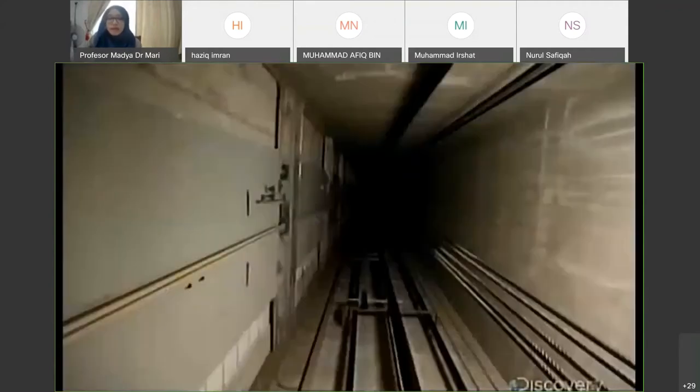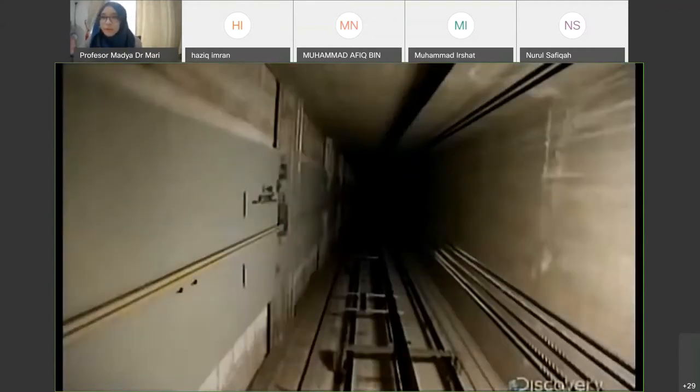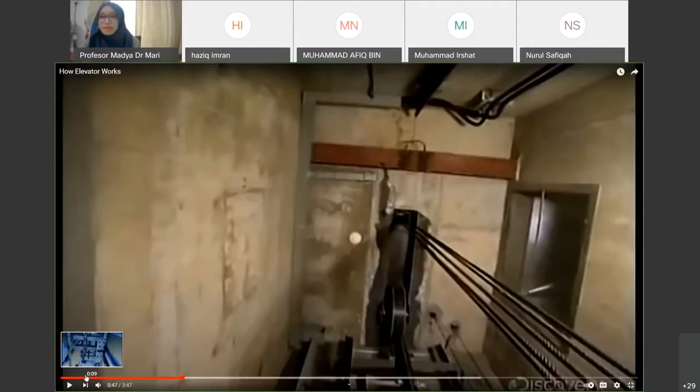The most popular elevator. Okay, during this viewing of the video, make sure that you identify what type of mechanism they are using, what type of actuator they are using, and what type of sensor they are using. Okay, so list it out. Okay, so because later on I'm going to ask a question.